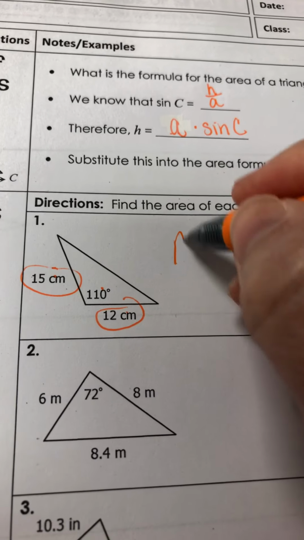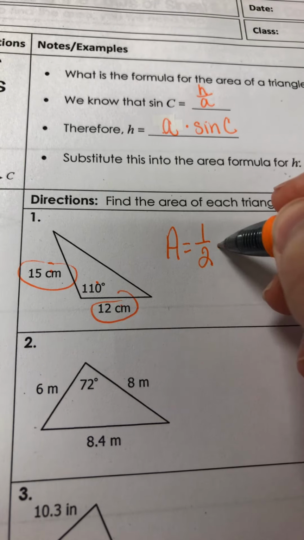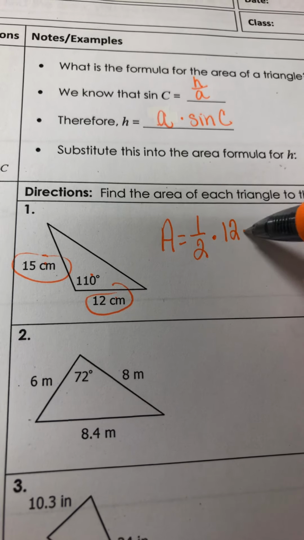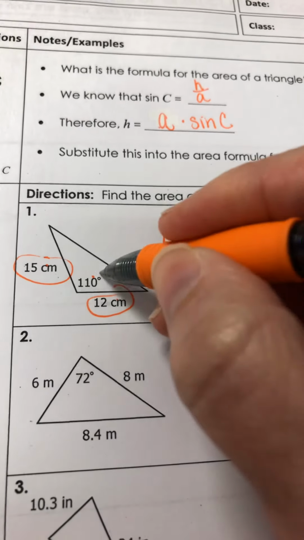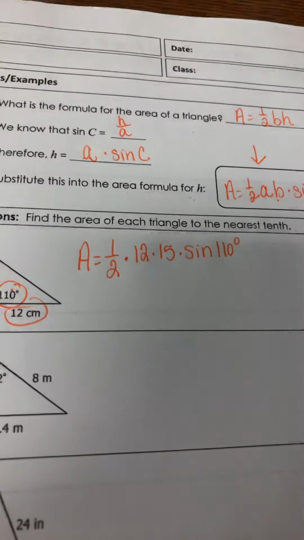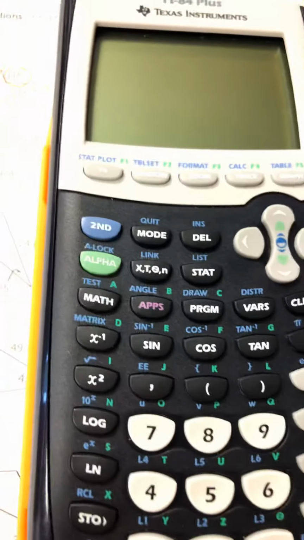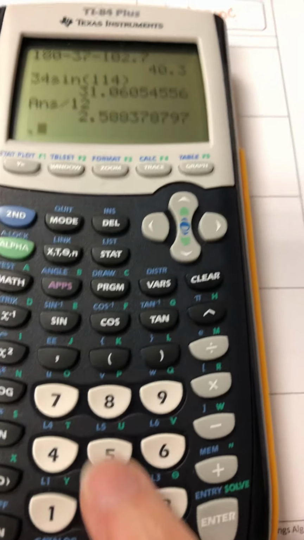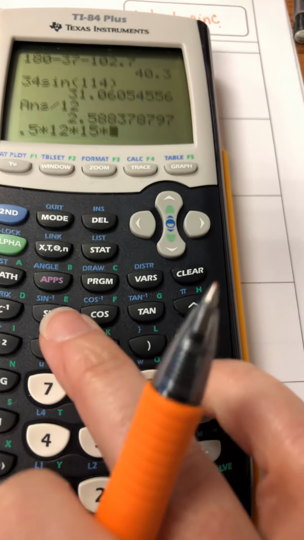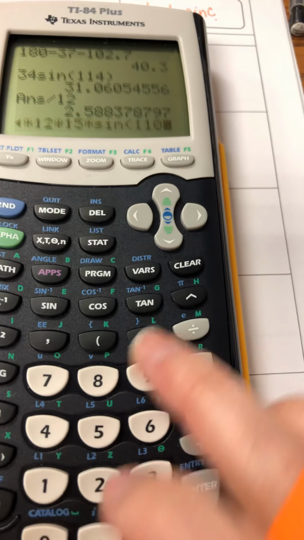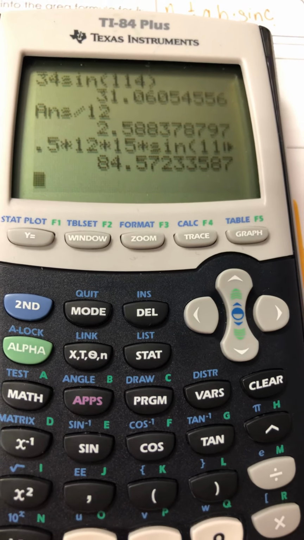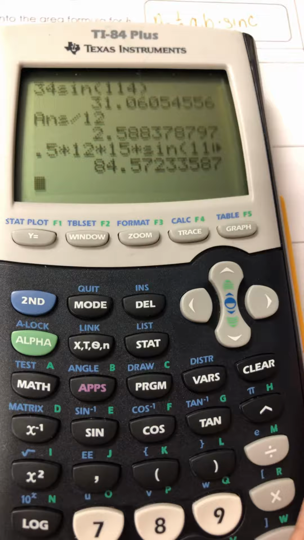Okay, so the area here is going to be 1/2 times your two sides in side angle side, 12 and 15, times the sine of your angle, which will be the sine of 110 degrees. Okay, so we'll have a calculator. It needs to be turned on. 1/2 times 12 times 15 times the sine of 110 degrees. Let's round this to the nearest tenth. That's 1 decimal place, and we'll have 84.6.